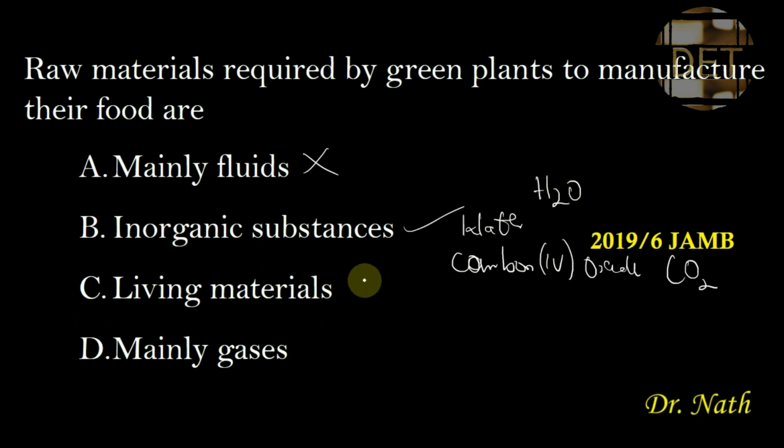So is it living materials? No. Is it merely gases? No. So raw materials required by green plants to manufacture their food are inorganic substances, and the inorganic substances are water and carbon dioxide.